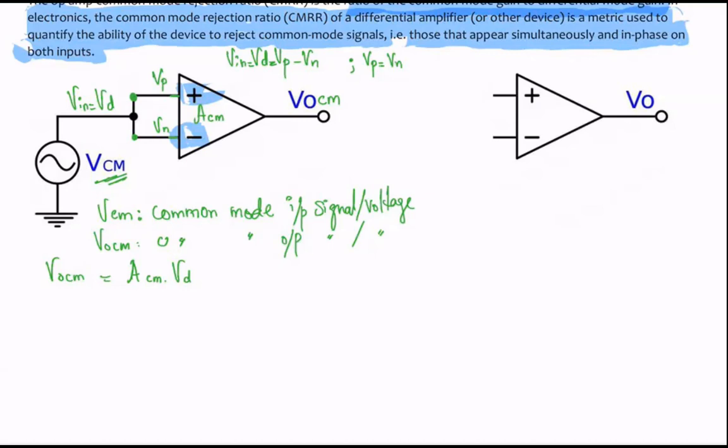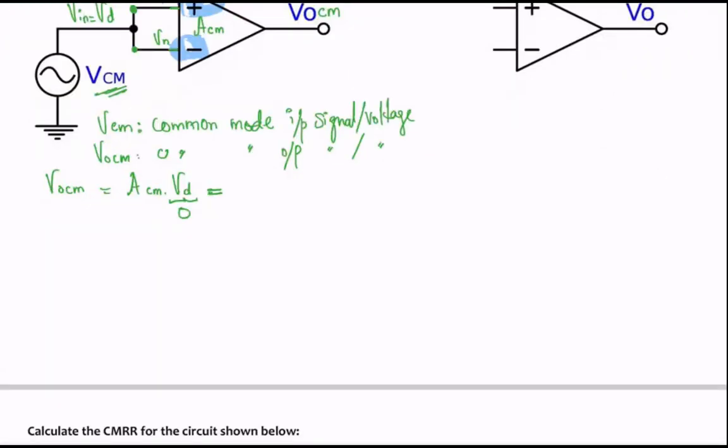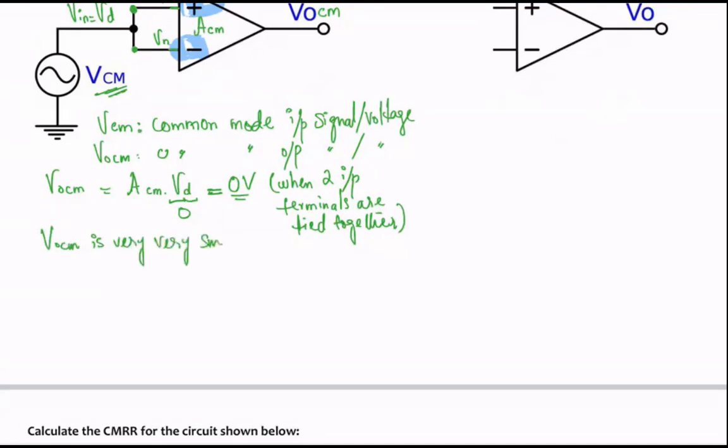0. 0, okay? And if this is 0, then VOCM will be what? 0. 0, right? So this whole term will become 0, and that happens when two input terminals are tied together, okay? So that's the ideal situation. But in reality, that's not going to happen. This number is not going to be 0, okay? This number is going to be very, very small, close to 0, okay?